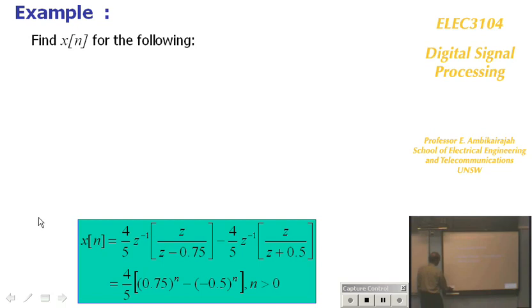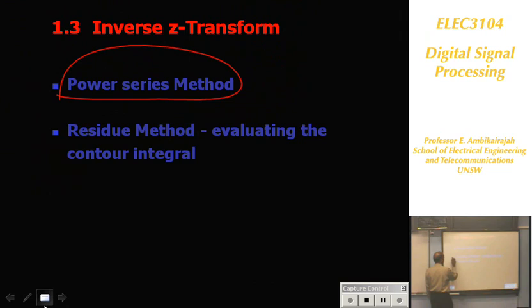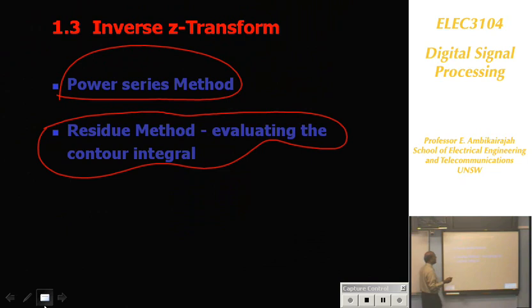I don't know what's happening, but there are two methods available. One is called the power series method, the other one is the residue method, which you have done. If you've done complex analysis, you would have done this method, the inverse Z transform method. And these two methods can be used to find the inverse Z transform.